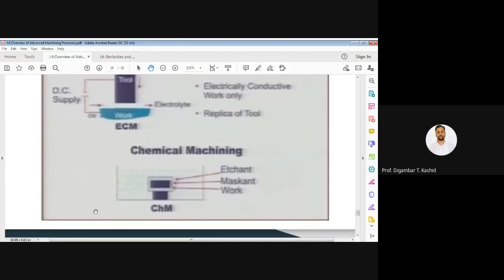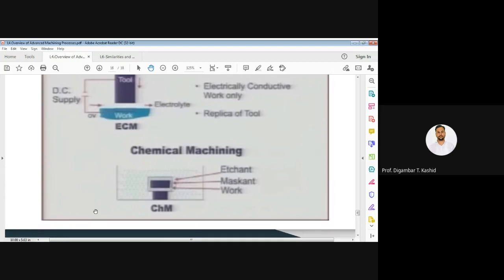For this chemical machining process we have different steps that we have to follow, which we are going to see in chemical machining. First is cleaning of the workpiece, then etchant, then applying the mask layer. Depending on the types of mask and the mask applying technique, we have another process.